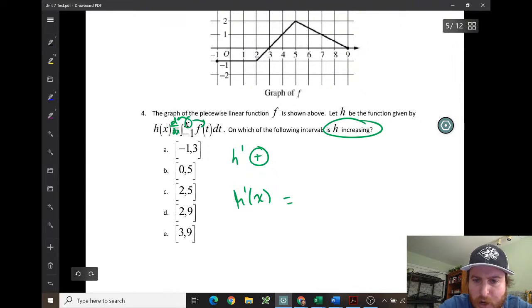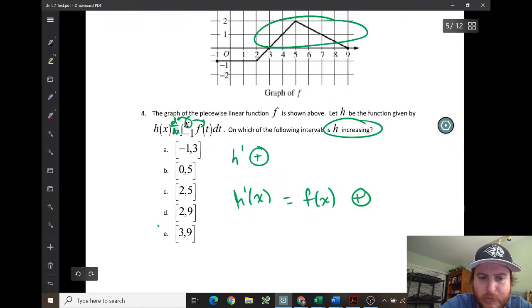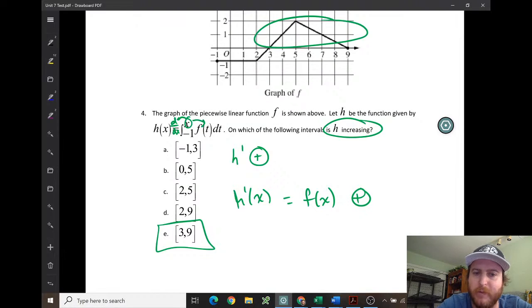So I'm going to write h prime of x is equal to f of x. That's the y values. So when are these y values positive? Well, that's in between 3 and 9. I think that one was hopefully a pretty easy question. It's just really making sure that we wrote this down and connected that concept.